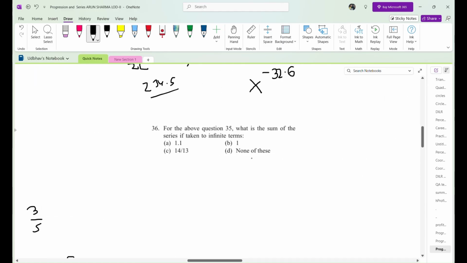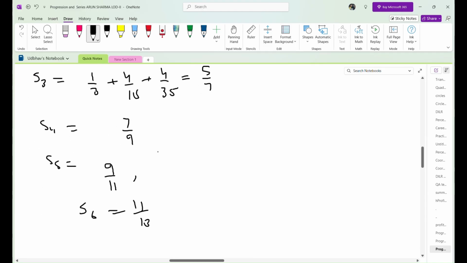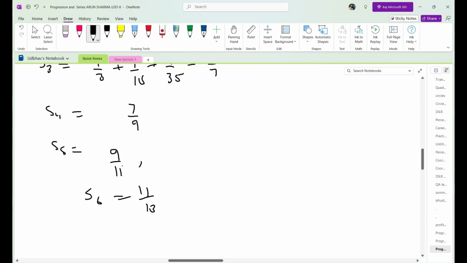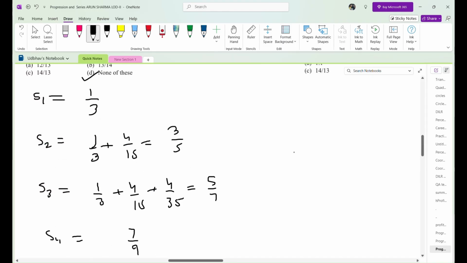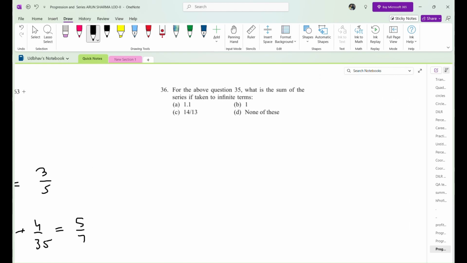For the above question 35, what is the sum of the series if taken to infinity? Hmm. What was the pattern of sum? The pattern of sum was some number upon some number, that number plus something more. The answer will be none of these, I guess. 36.